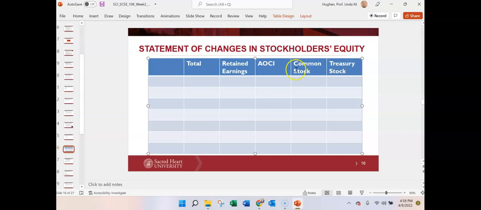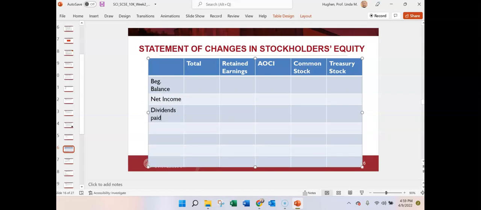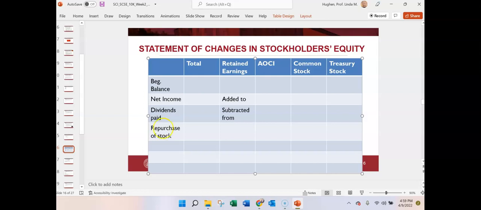We're going to look at them going across, and going downwards, we're going to show the changes. So we start with the beginning balance, or last period's ending balance. We add to that net income, we subtract out dividends paid, and we show where these items go. So for the beginning balance, we're going to have totals in each one of these boxes. What did we end last period with? Net income, of course, is going to be added to retained earnings. Dividends, of course, are going to be subtracted from retained earnings. We're going to have a row here related to repurchase of common stock, or treasury stock, and so it would be subtracted here.